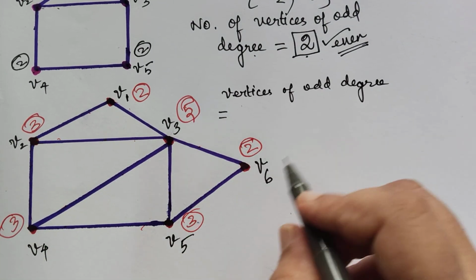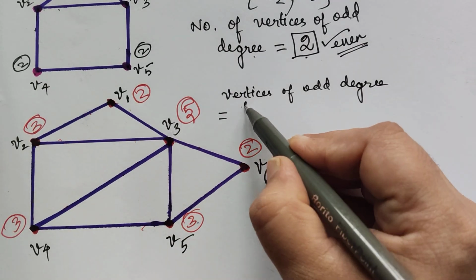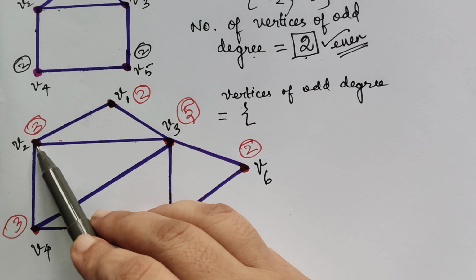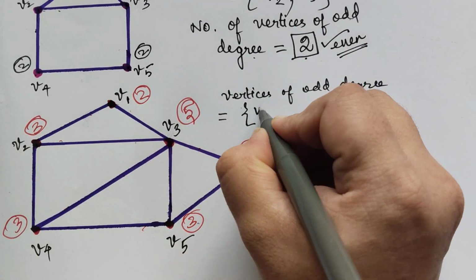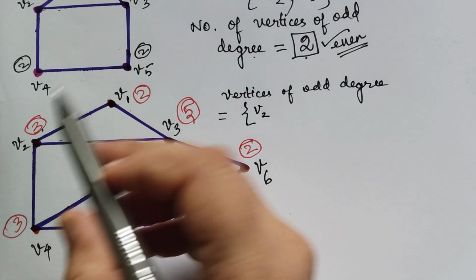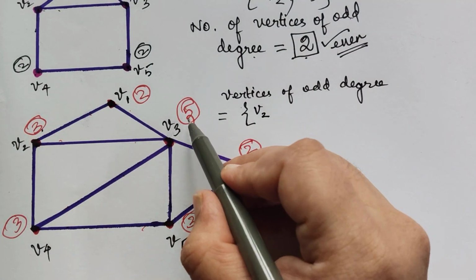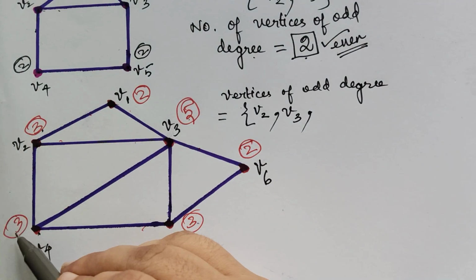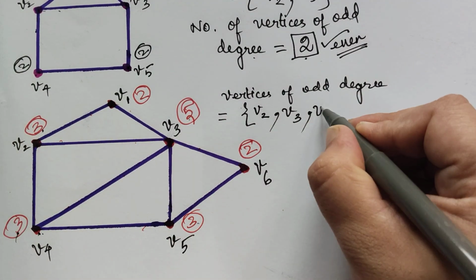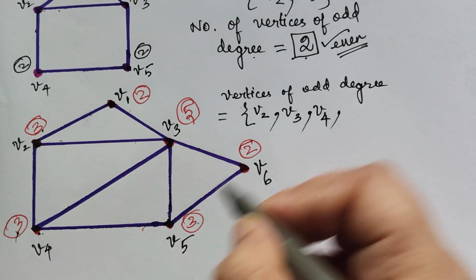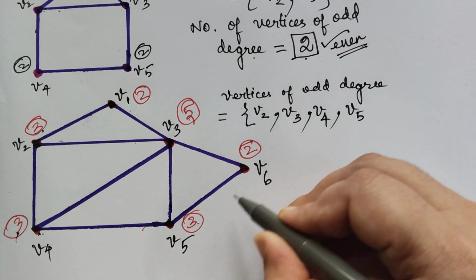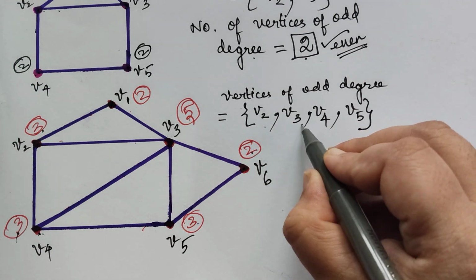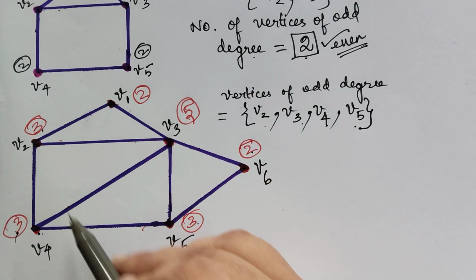We shall now write the vertices of odd degree and form a set. Here the degree is 2, so we will not write that. The odd degree vertex is V2 because its degree is 3, which is an odd number. Then V3 because its degree is 5, which is also an odd number. And what about this? The degree is 3, it's an odd number. So V4 is an odd degree vertex. V5 is also an odd degree vertex, whereas V6 is an even degree vertex, so we shall not put it in that set. So these are the vertices which have odd degree in this graph.